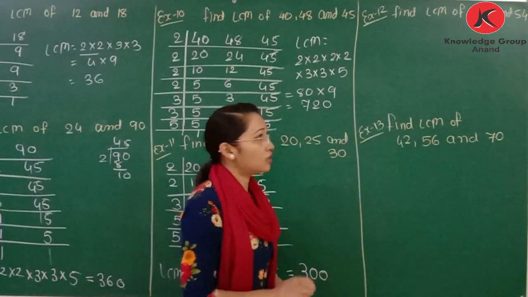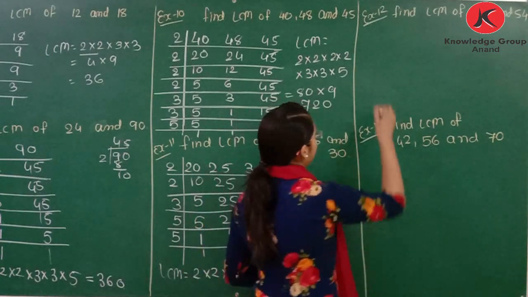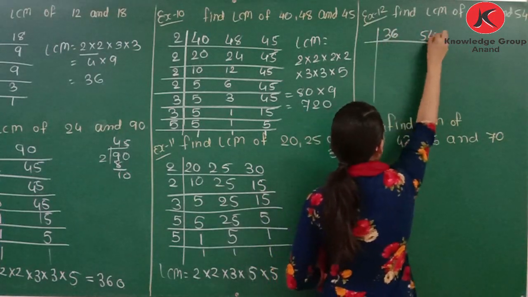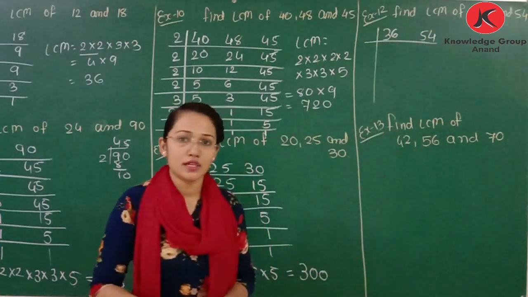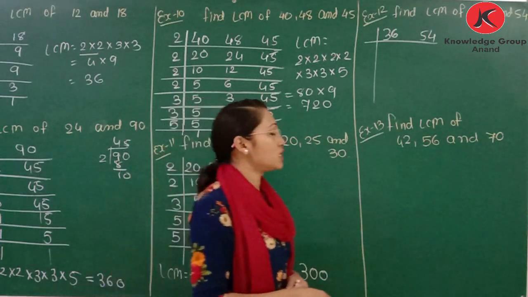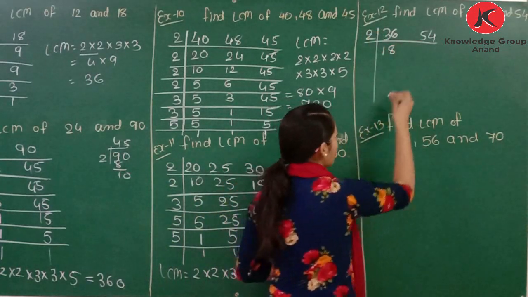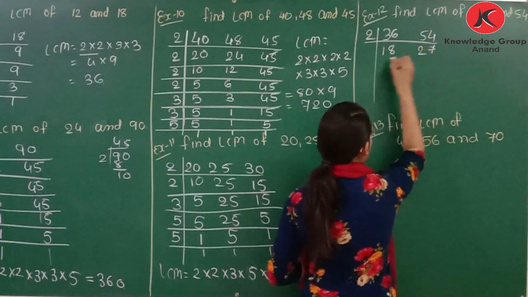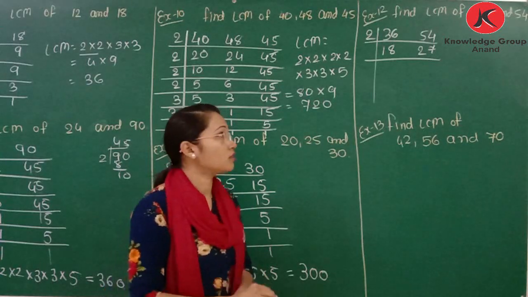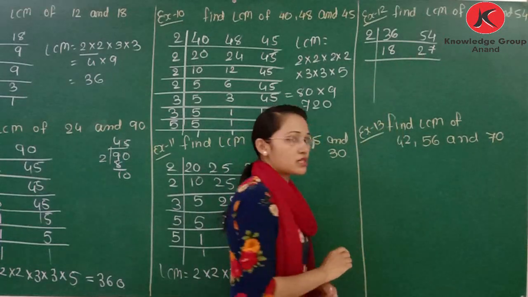Example 12. Find LCM of 36 and 54. So again you can start. 36, 54. Is there any number that is divisible by 2? So yes, both numbers are divisible by 2. Last digit is even. So 2 18s are 36 and 2 27s are 54. If you don't know that 2 27s are 54, you can divide 54 by 2. You will get 27. So now, is there any number that is divisible by 2?